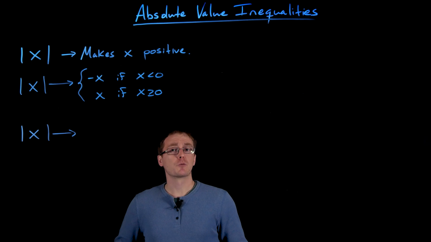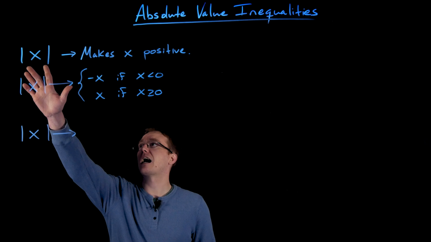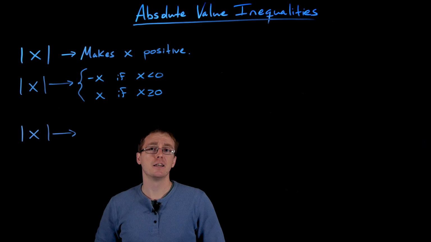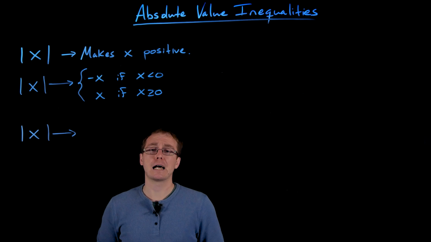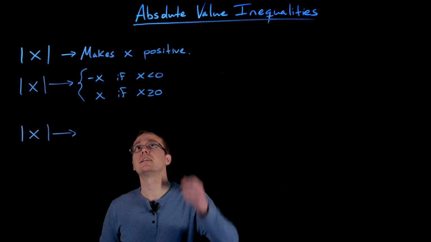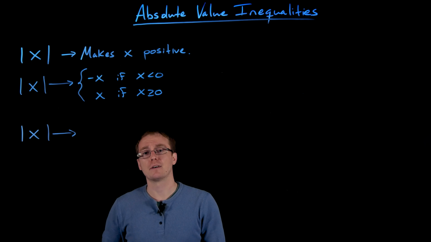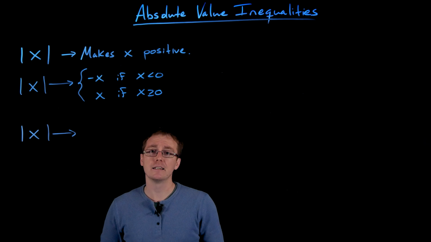So there's several different ways to interpret or work with the absolute value function. Here we're considering the absolute value of some number x, and a really informal way to think of the absolute value function when it comes to evaluating it is that it just makes x positive. So if x is already positive, it doesn't do anything, and if x is negative, then it just makes it positive.